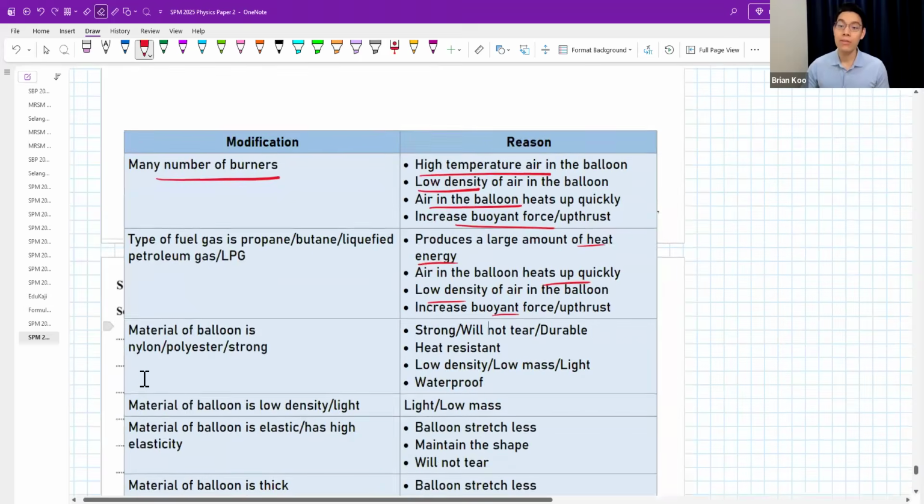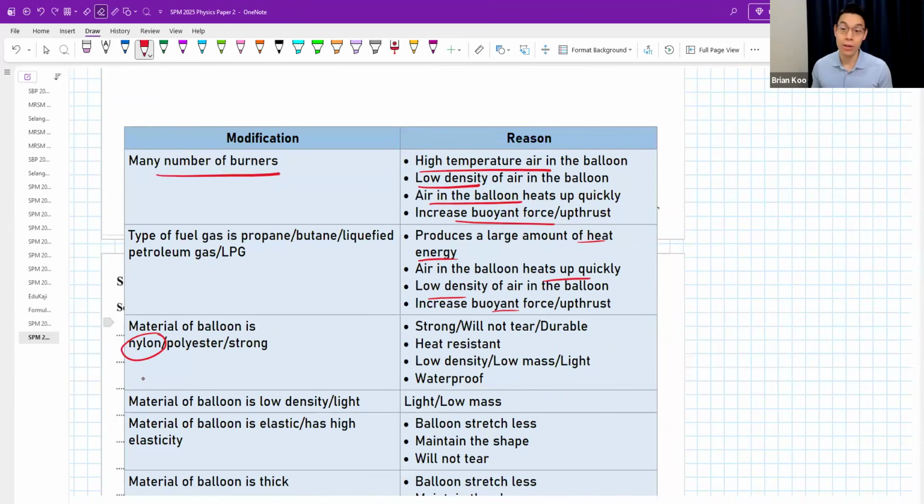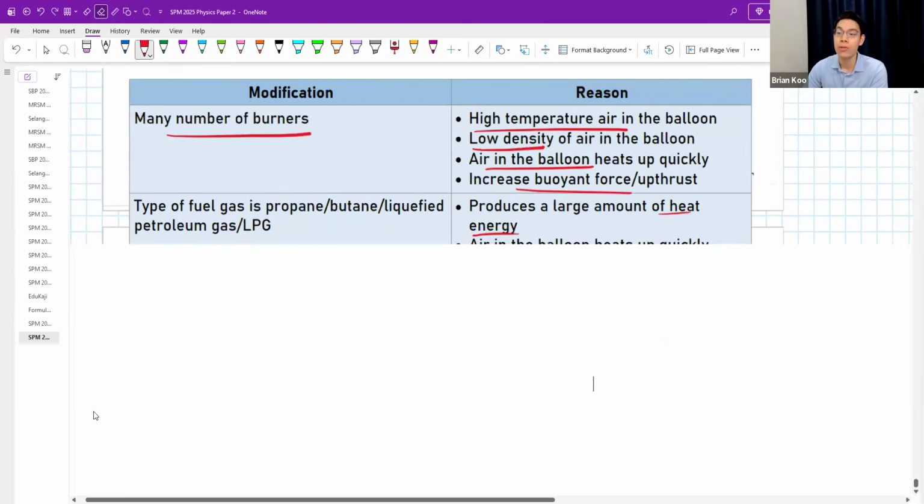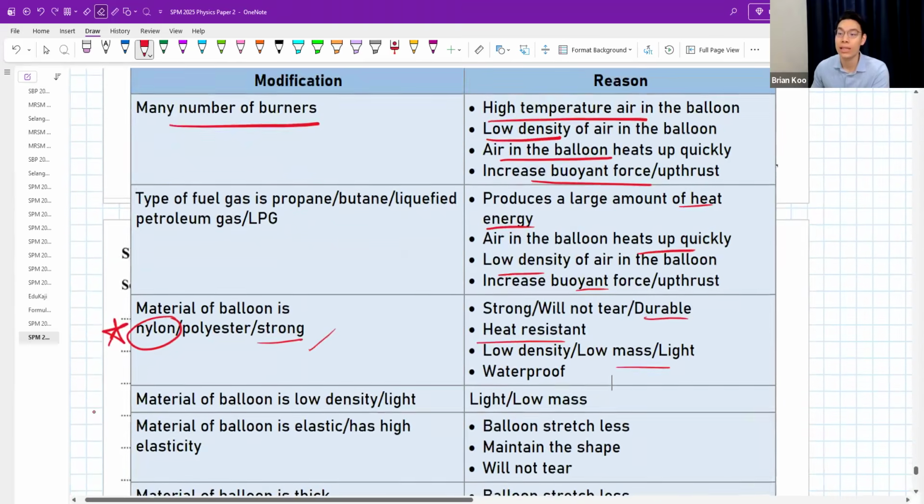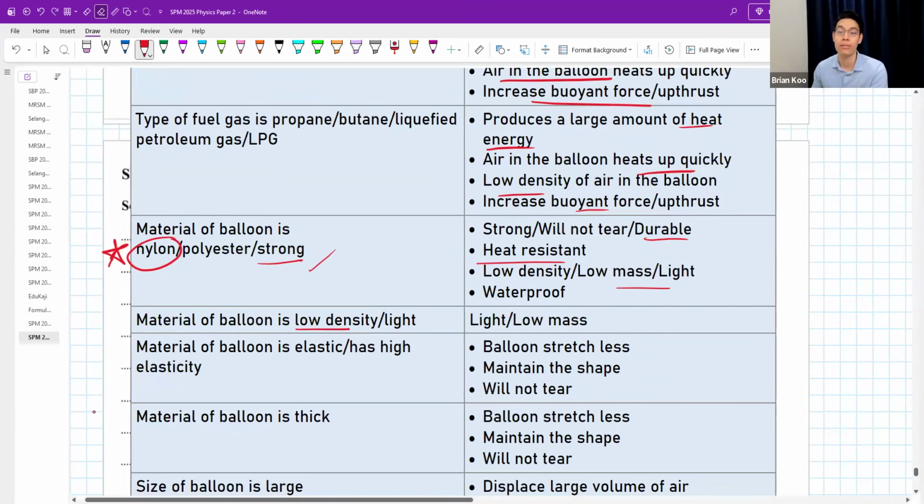Material of balloon, you can choose nylon. Most common is nylon actually. Polyester also can. Teacher, I don't know all these names. Can I just say strong? Can also, no problem. Durable, will not tear, heat resistant, very light. Nylon is very light and very strong. Waterproof also. Okay. What else? Teacher, can I write material of balloon very light, low density? Can. Low density, light. Also got mark.